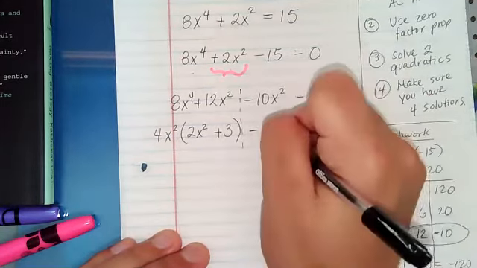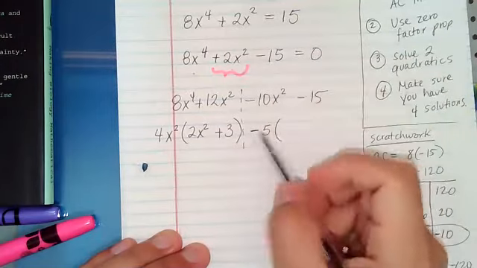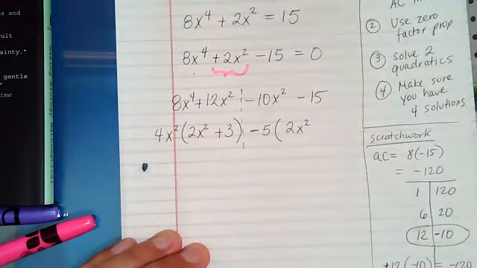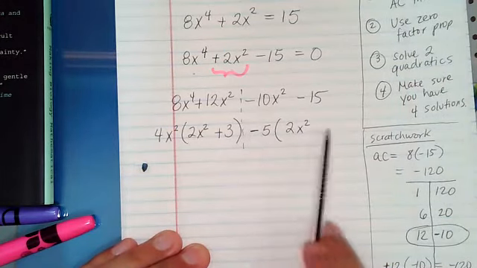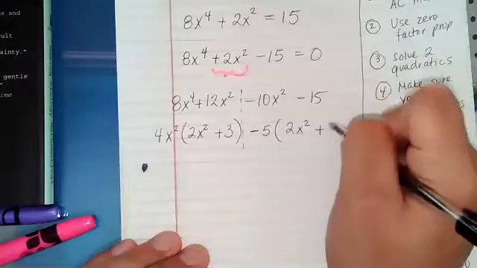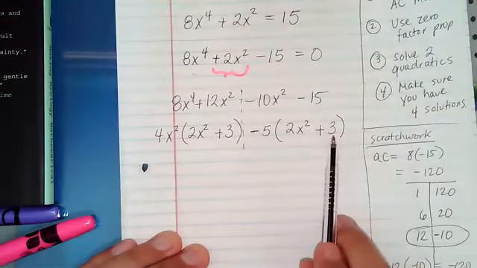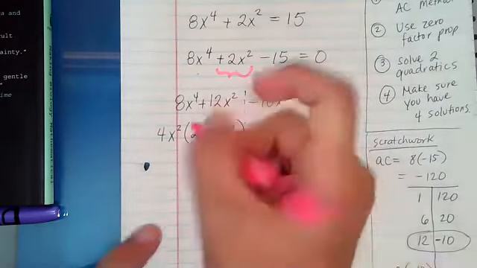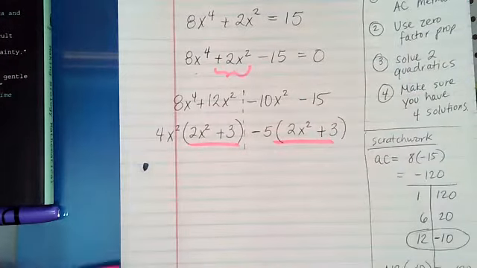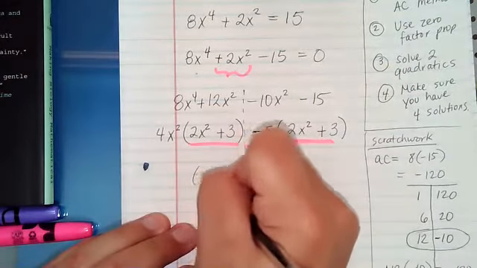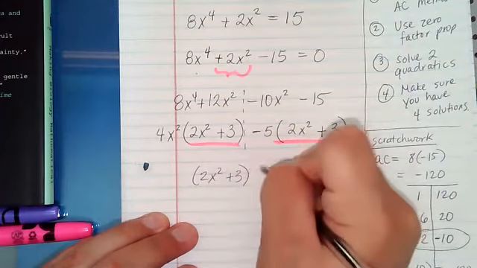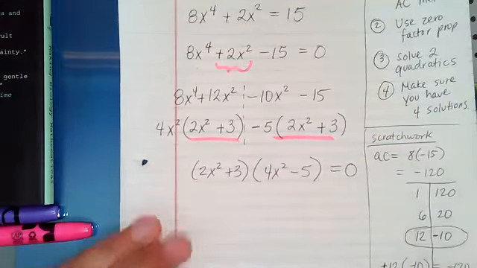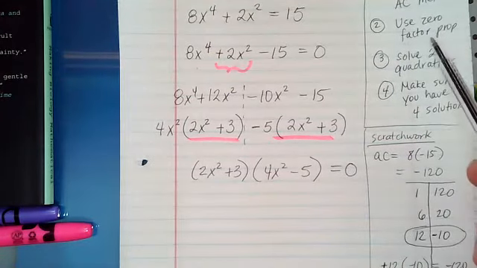10 and 15 have a 5 in common. So negative 5 times positive 2x squared will get me back that negative 10x squared. And then this next thing should be the positive 3 here. You can just double check that negative 5 and positive 3 does give you the negative 15. So now that these two match, in some combination, you should have these two factors, 2x squared plus 3 and 4x squared minus 5. And those two factors are now equal to 0 because of the zero factor property.